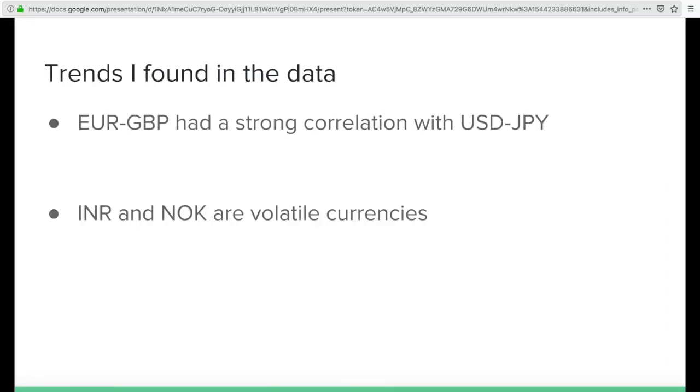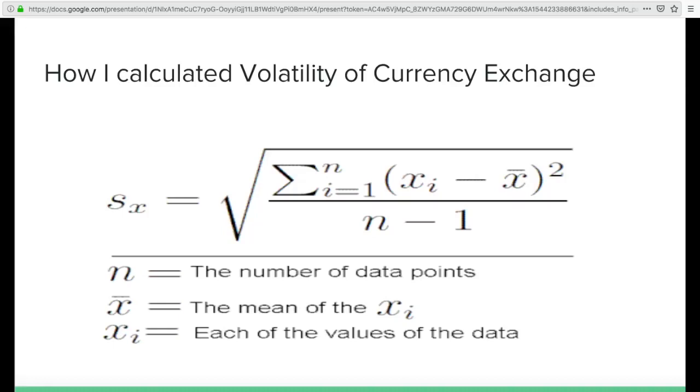In the data, I found that the rate between euros and pounds had a strong correlation with the rate of dollars to yen, and that rupees and krones are specifically volatile currencies against the dollar. I calculated volatility using standard deviation, which is shown in this formula. It basically sums up each of the values minus the mean, and it pops out a number that shows how much it deviates over time.